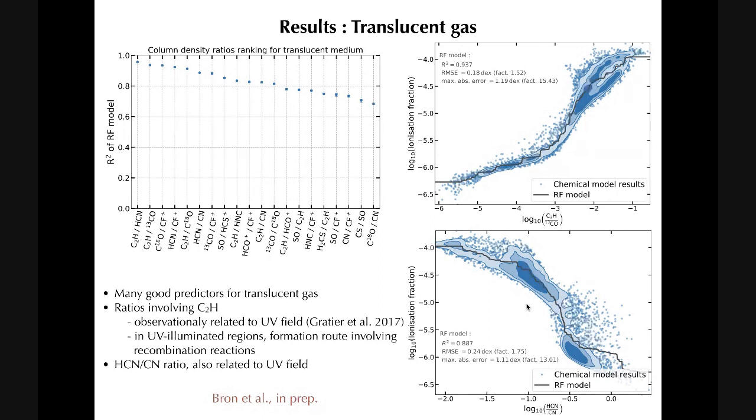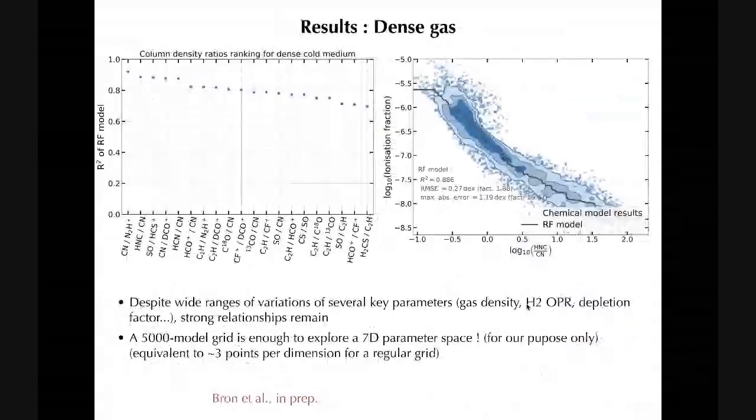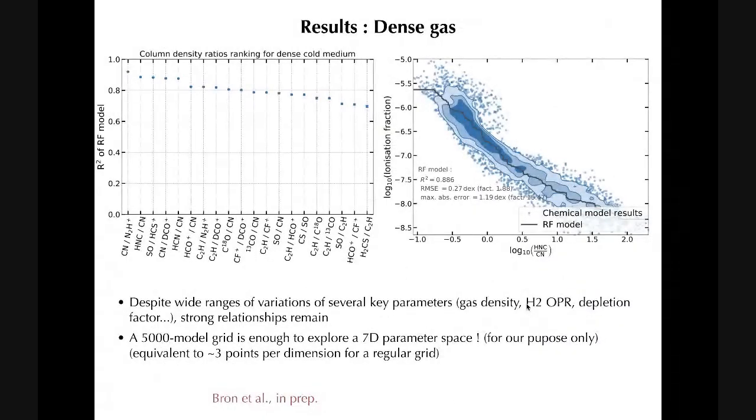For instance, HCN over CN, which is also known to be related to the UV field, as CN is a photodissociation product of dense gas, where the quality of the relationships we found are a bit lower, but still very good. So I think the very important point to remember here is that we have 7 physical parameters that are considered unknown and varied in the grid: gas density, H2 SO2 power ratio, depletion. Despite all of those unknowns, we can, from one single observable ratio, get a pretty good estimate of the ionization fraction.